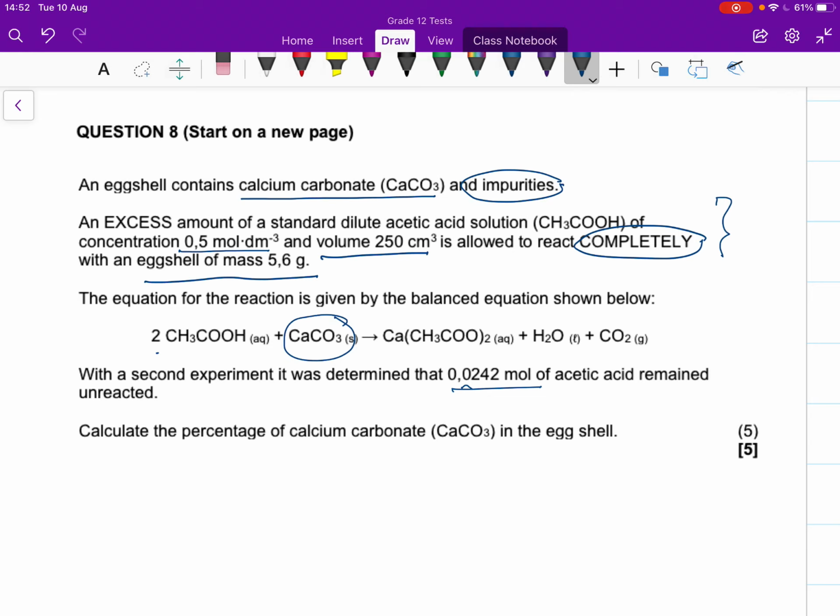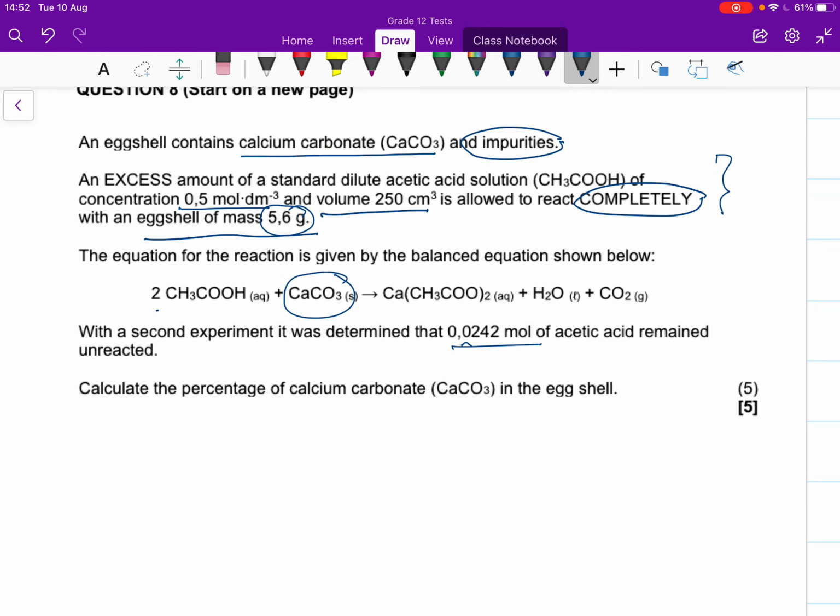And then they say, calculate the percentage of calcium carbonate in the eggshell. Okay? We think we have 5.6 grams. Theoretically, we have 5.6 grams. We need to find what we actually have. There's more than one way to do this. This is the simplest way, though. What we need to know is how much calcium carbonate actually reacted. I can work that out by looking at these two values.